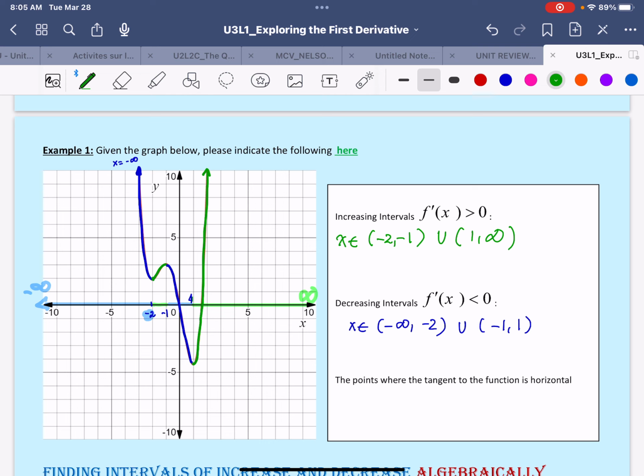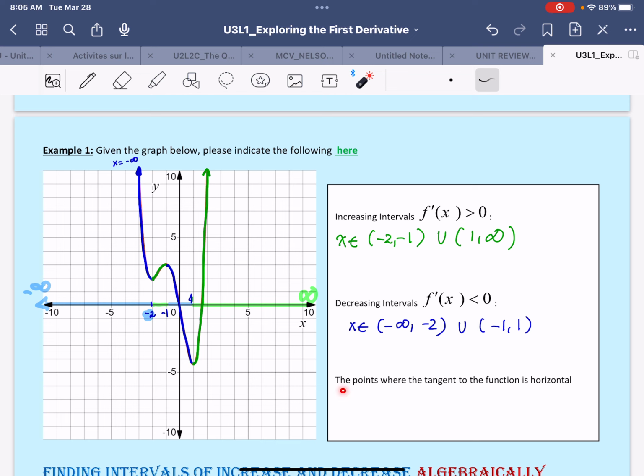Now, as you can see here, we are using round brackets around the increasing and decreasing intervals because, as you can see again, we are looking at where the values of the derivative are either positive or negative. So we're not looking at the points where the derivative is equal to 0.